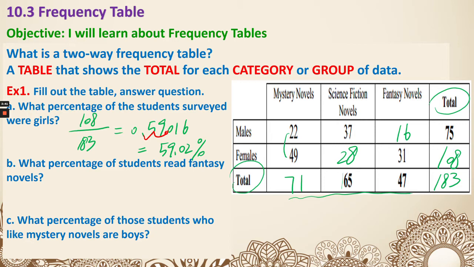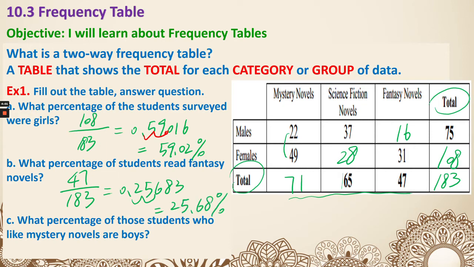Next, what percent of students read a fantasy book? That is 47 over 183. Same thing, we are going to change it into a decimal. That's 0.25683. Change into percent, move the decimal to the right twice, 25.68%.